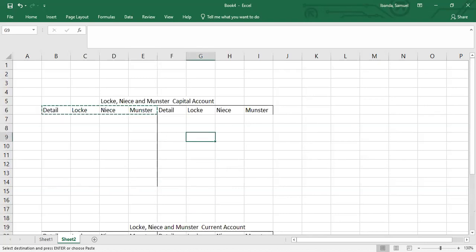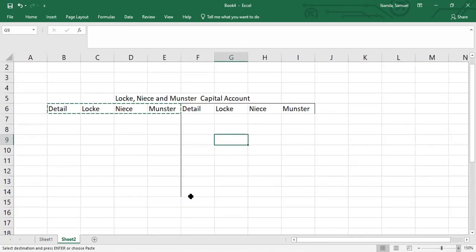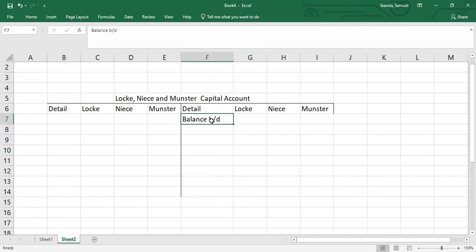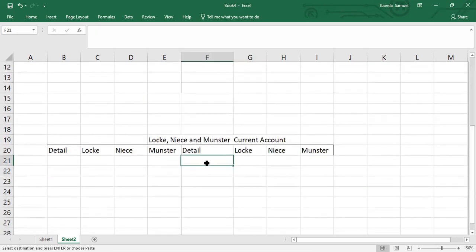Once I have that, my aim is now to proceed to put in the information. In both accounts, we start with the balance brought down, especially for businesses that are continuous. There will always be a balance brought down for each of these, okay? So I'll put my balances brought down there and also there.